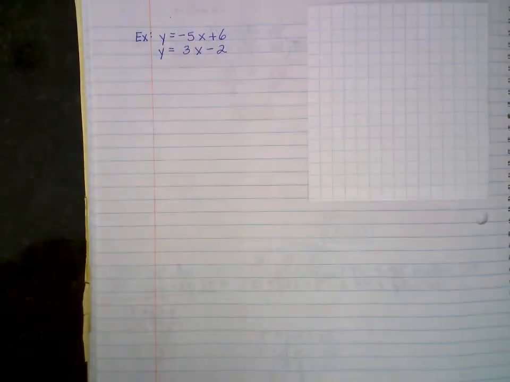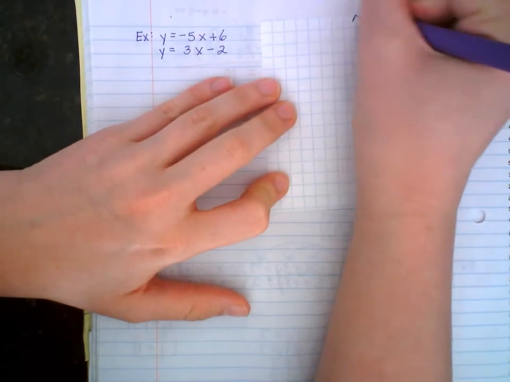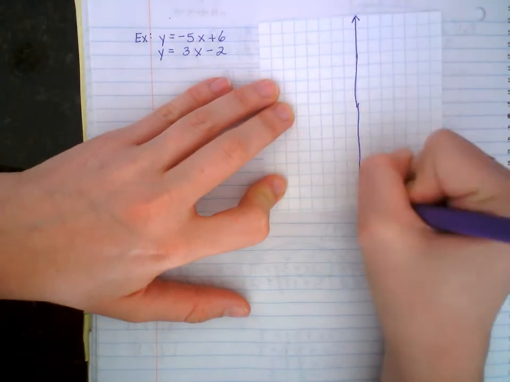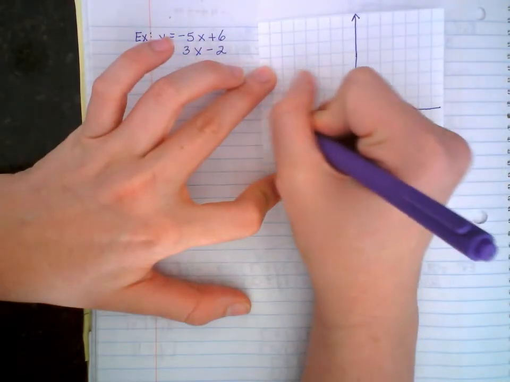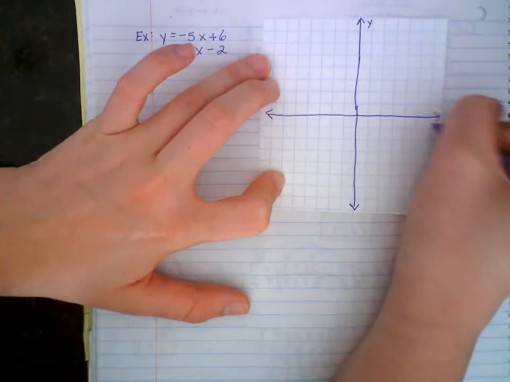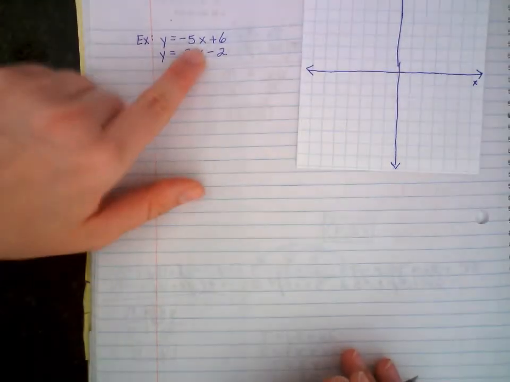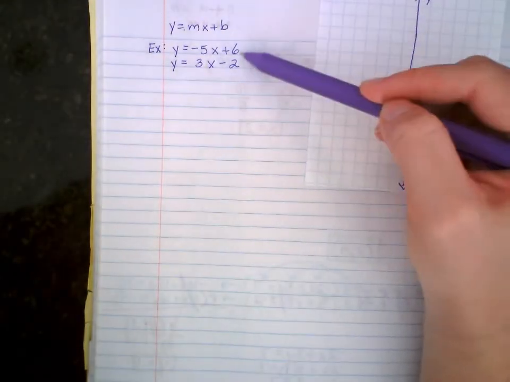Here's our graph paper. Let's do this method first. So first we have to draw our y-axis, and our x-axis. Okay, so y, x. Let's graph the first one. Y equals negative 5x plus 6. This is in y equals mx plus b, slope-intercept form.